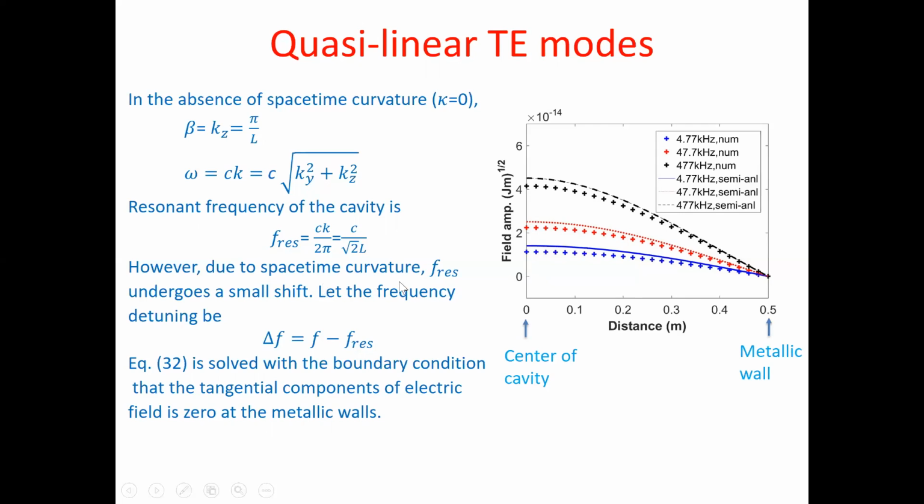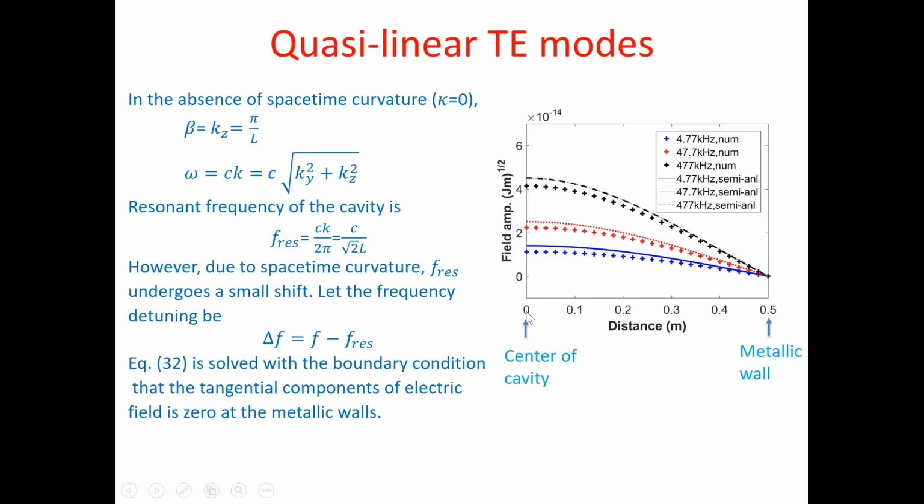However, due to space-time curvature, the frequency of the EM field undergoes a small shift depending on the energy stored in the cavity. Let the frequency detuning be delta F is F minus F resonant frequency, where F is the actual frequency of the EM field. So to obtain this figure, the frequency F, or in other words, the frequency detuning delta F is fixed. Here the x-axis is the distance z.